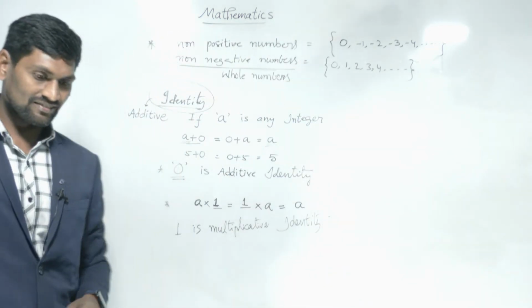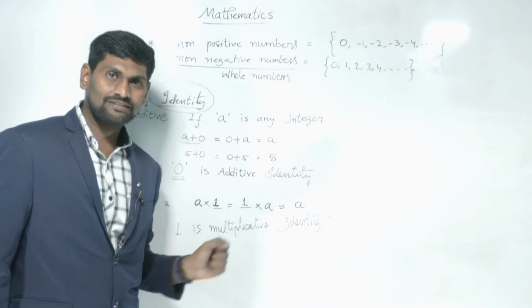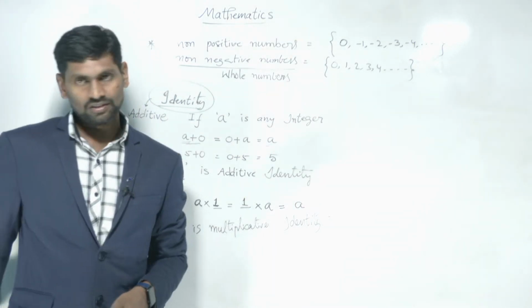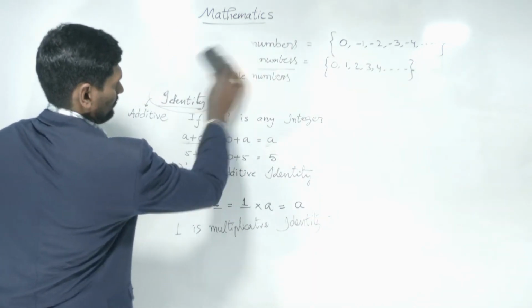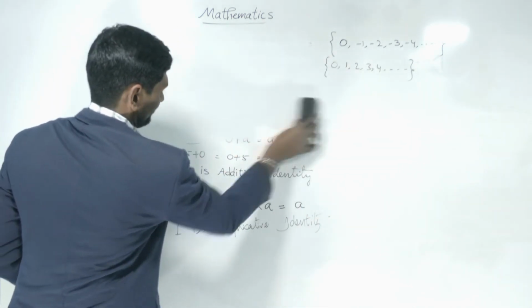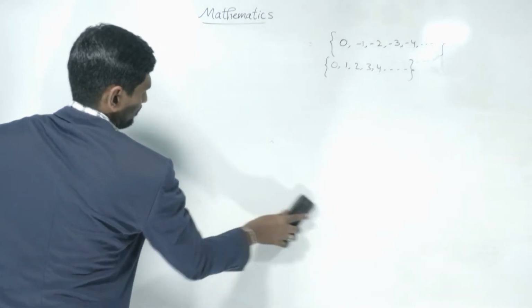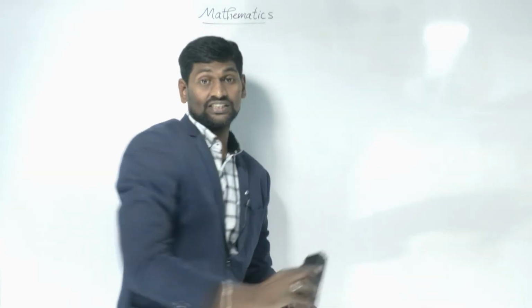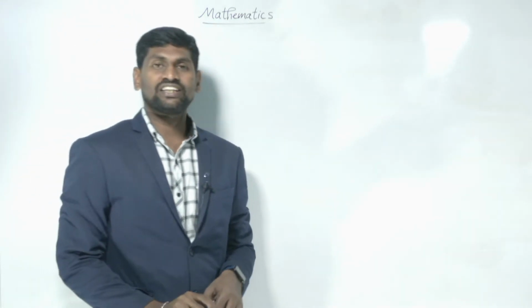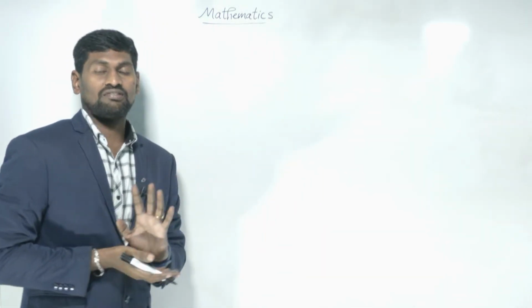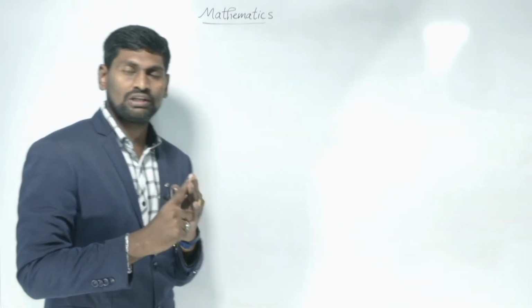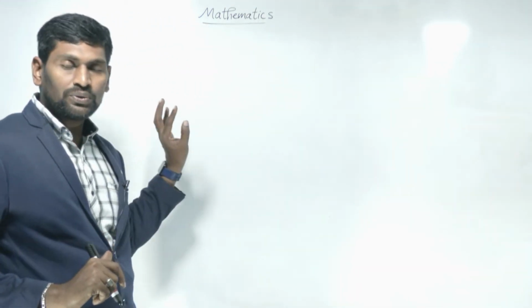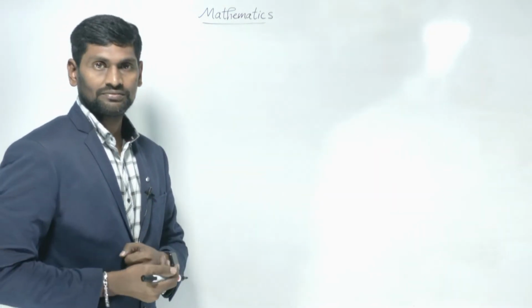Right, children? Can I erase this? So the additive identity and multiplicative identity never change. Additive identity is always 0 for any number, whether it is an integer, natural number, whole number, whatever it may be. Additive identity is always 0, multiplicative identity is always 1. Okay, na? Identities never change.